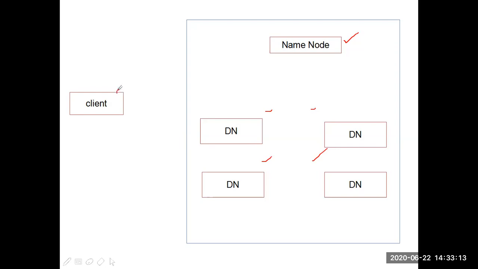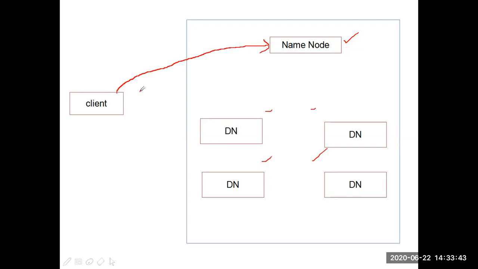The client will communicate with the name node. Whenever the client wants to store some file in the HDFS, first the client will communicate with the name node. He will approach the name node and ask, I want to store some files in your file system. I have a file, and I want to store that file in your file system.